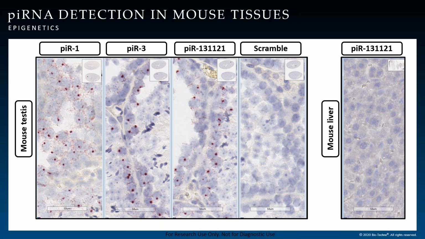And also to demonstrate further the specificity of these probes and overall miRNAscope assay, we have here a mouse liver in which we stained it with the piRNA 13, 11, 21. As I mentioned, these are germline specific piRNAs, and we actually see no signal from mouse liver, which is a somatic tissue. Again, demonstrating the assay's specificity and also its sensitivity, giving single cell level resolution.